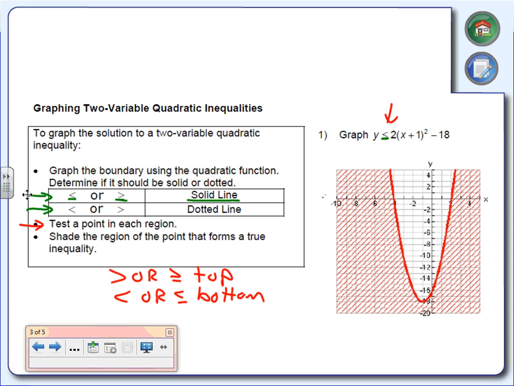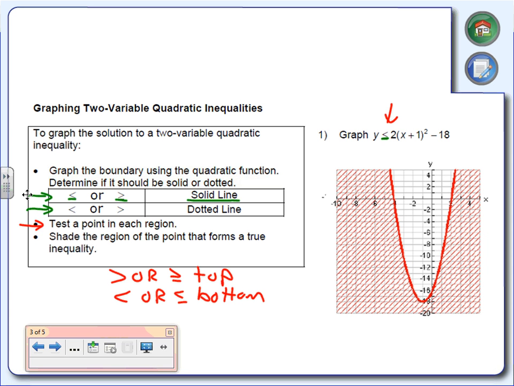Now remember I said there were three ways that we can get our shading. Test point, top and bottom. How about calculator? Can the calculator graph the shading part for us? Yes, the calculator will do shading for you. So let's go to our calculators for those of you that aren't familiar how to get the shading.